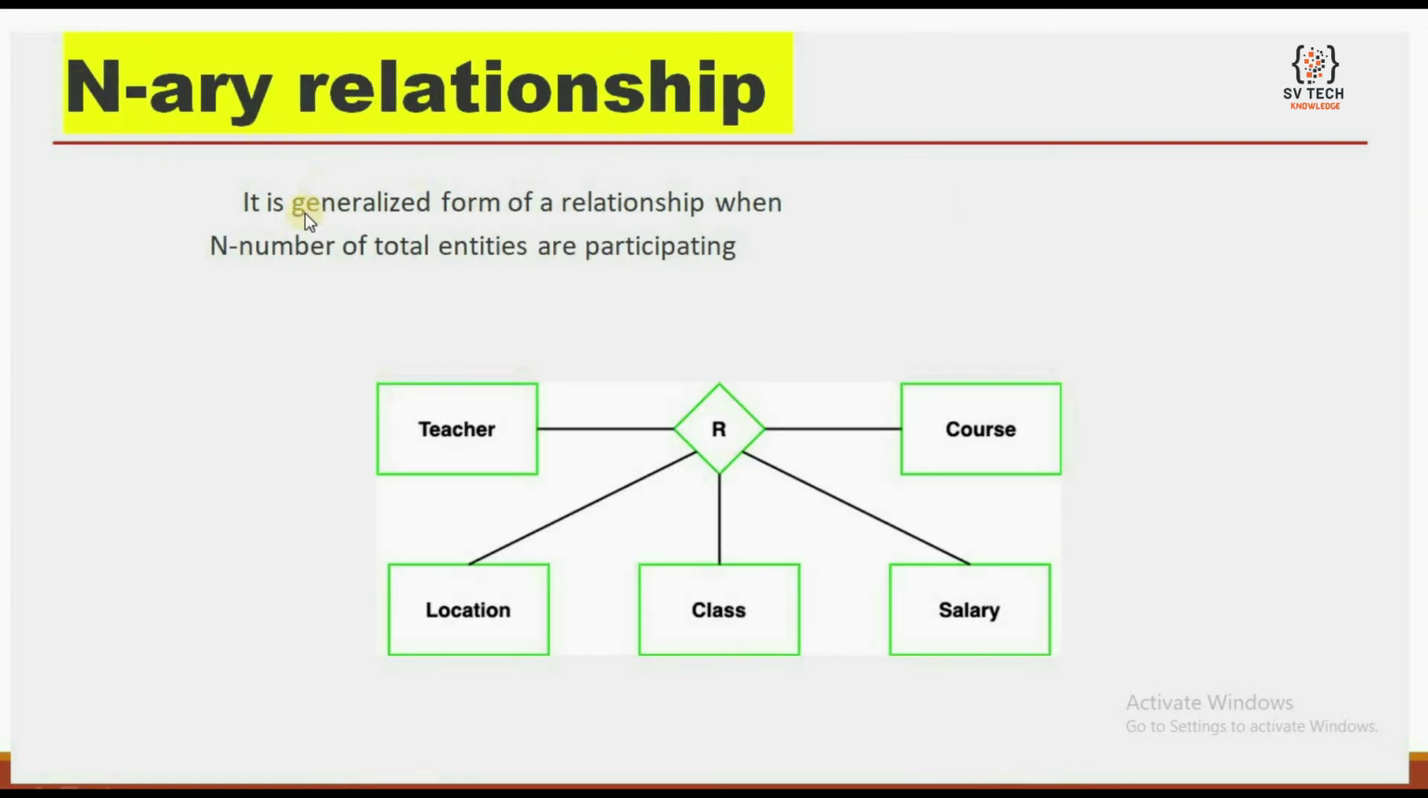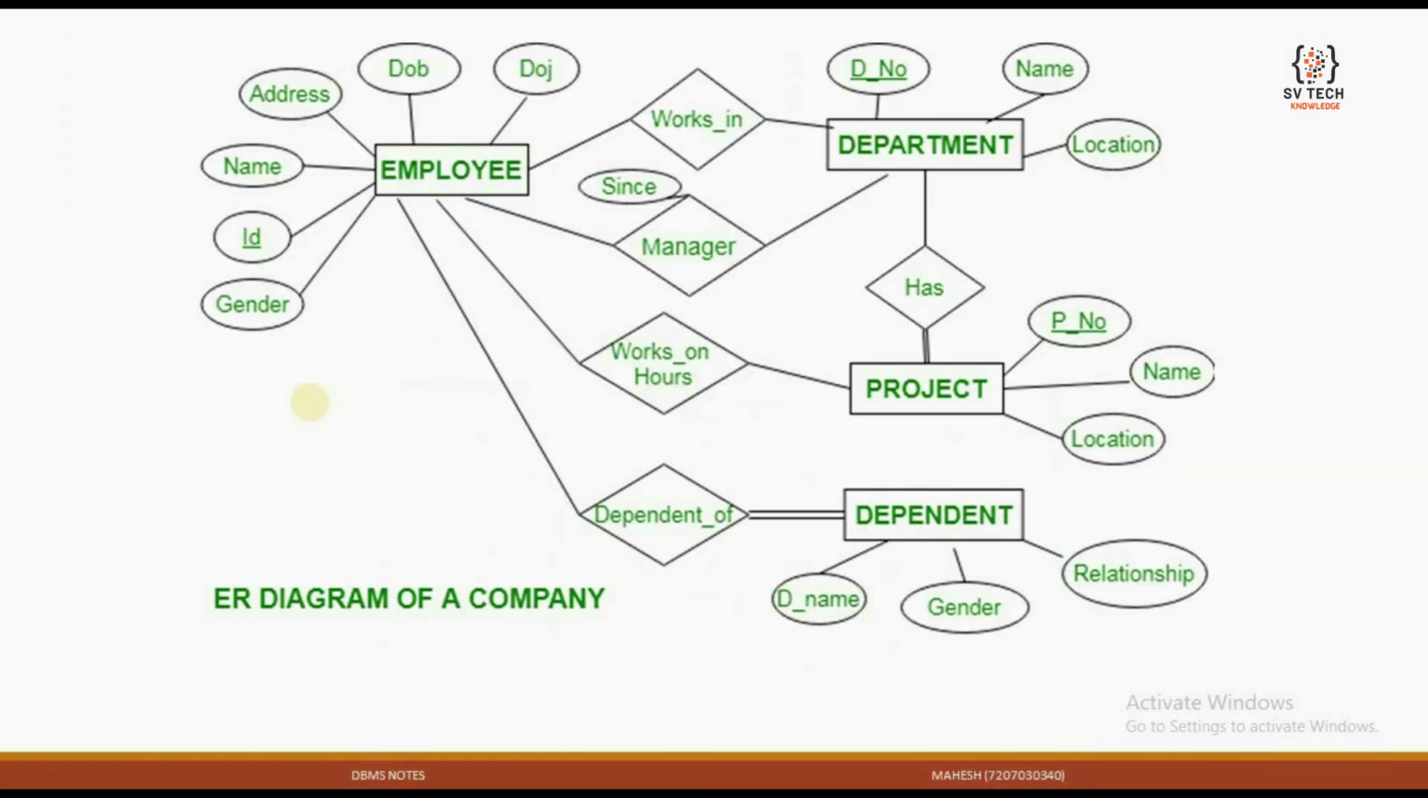N-ary relationship: it is a generalized form of a relationship when n number of entities are participating. Here we can see R is a relationship. In this relationship, so many entities participate: teacher, location, class, salary, course, etc. Like this, we can have any number of entities participating in a relationship.